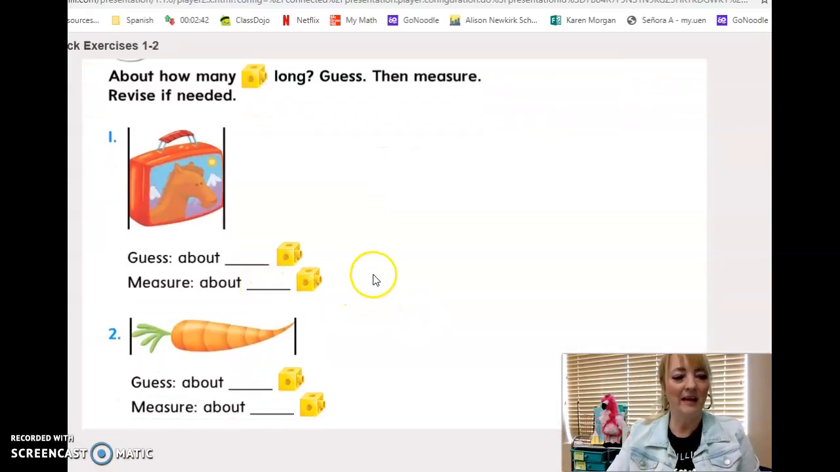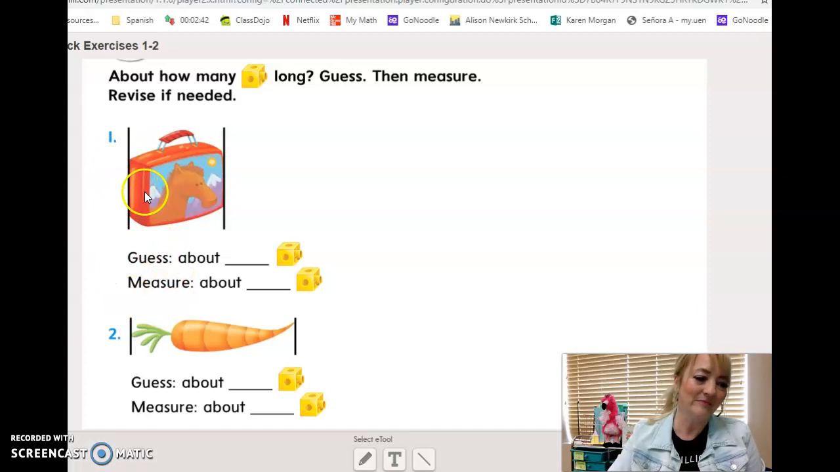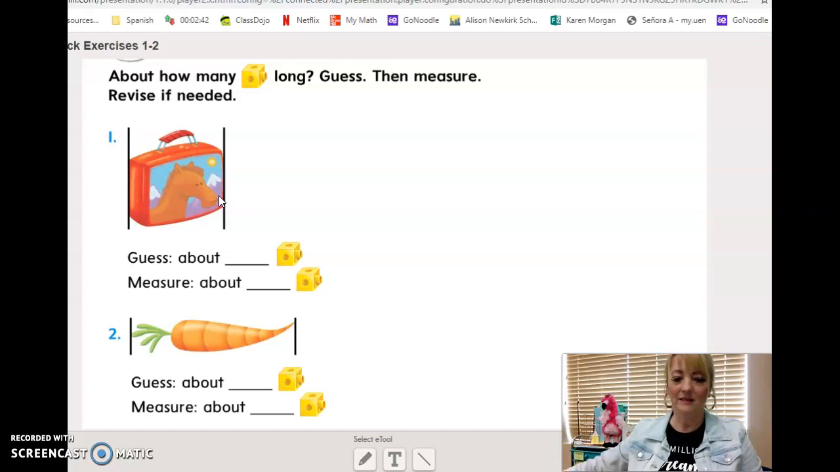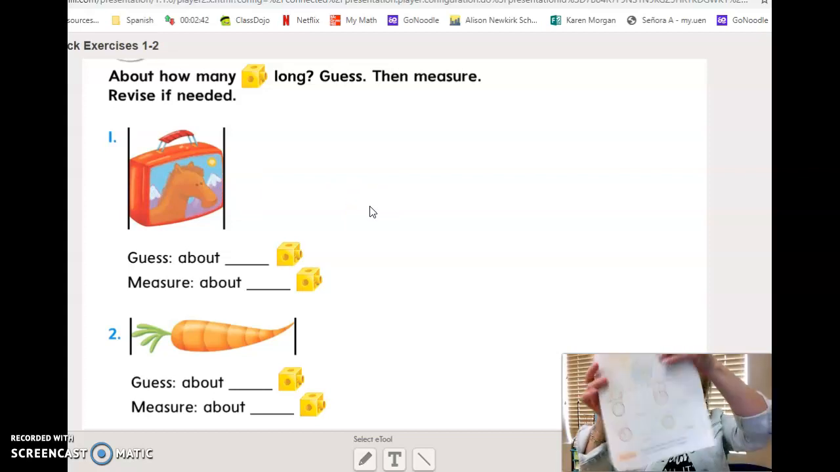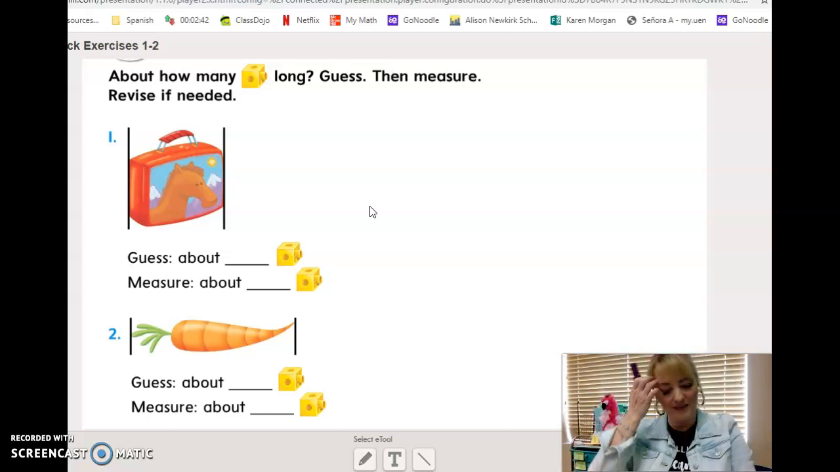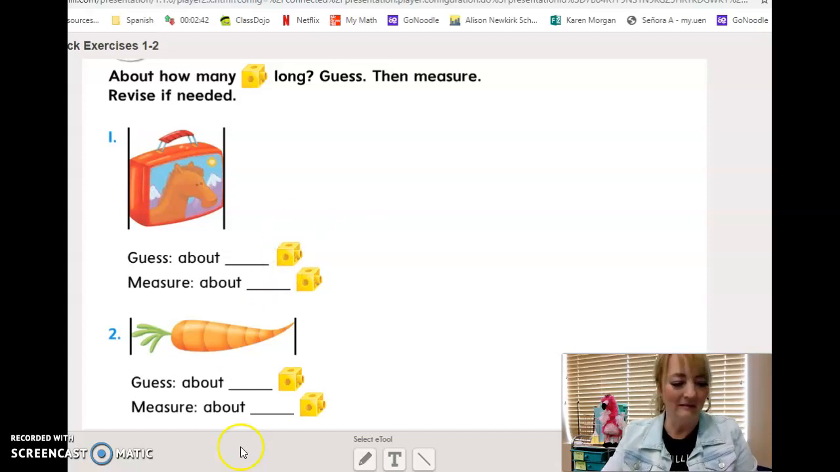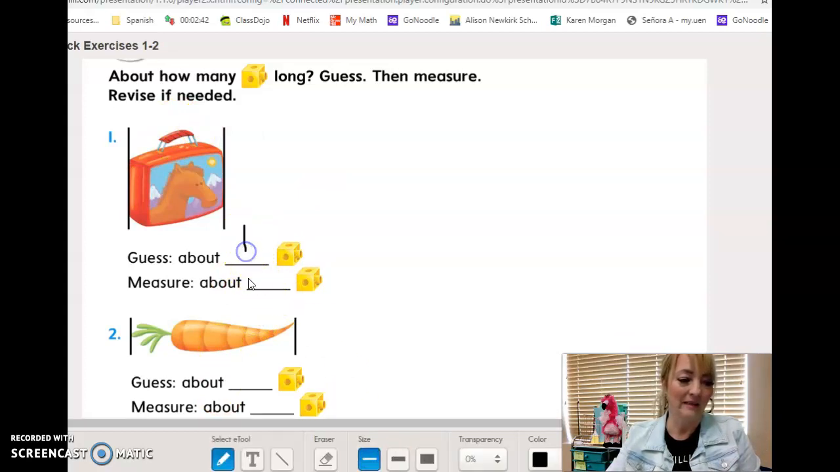About how many cubes long? Guess, then measure and revise if needed. So let's see. What would you say? You have some cubes in your packet. Let's measure it. I'm going to measure it on my paper here. We are on the review right now. I would say 1. Would you say 1 if you had to guess? Now I'm going to measure with my cubes. And it is 2. So I guessed 1, and the measure is about 2.